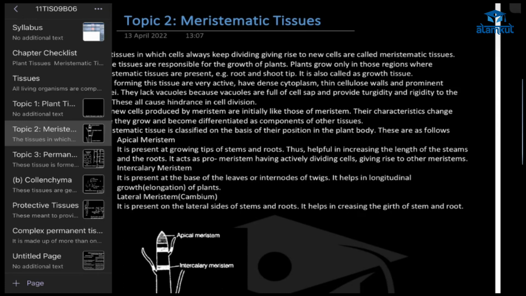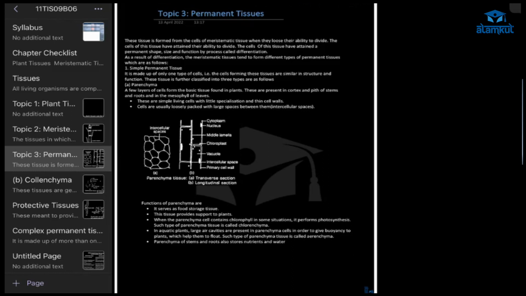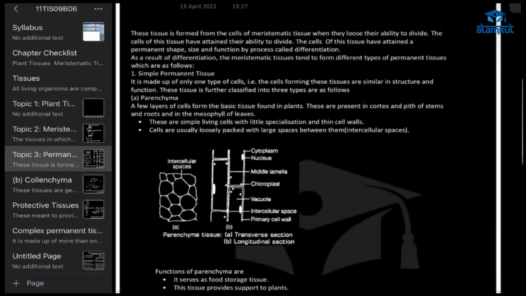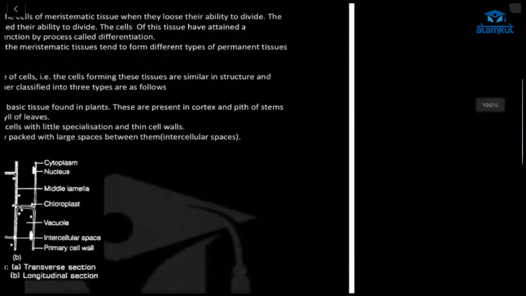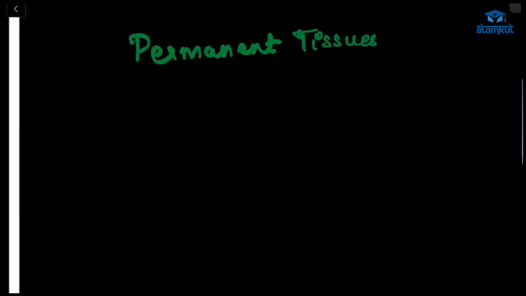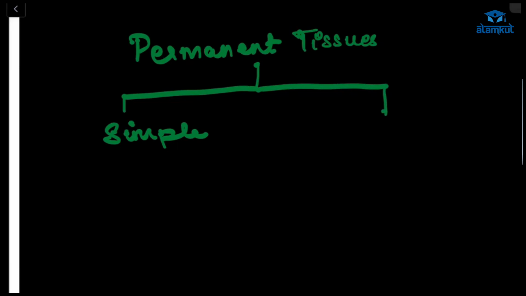Okay. Then today we'll start with the next thing, simple permanent tissue. What are permanent tissues? Last time we have discussed, right? Permanent tissues are specialized and lose their ability to divide. Tissues which lose their ability to divide are called permanent tissue, and they are of 2 types. One is simple permanent tissue, the other one is complex permanent tissue.